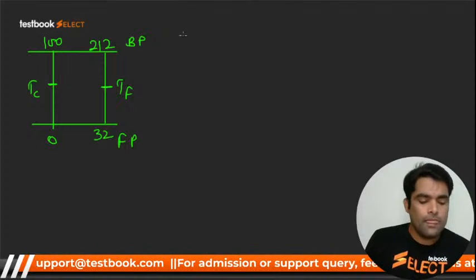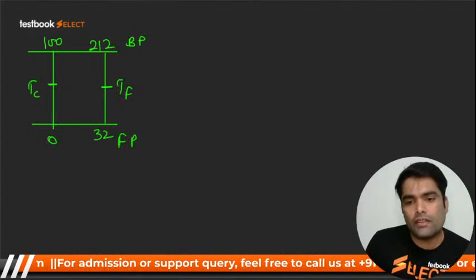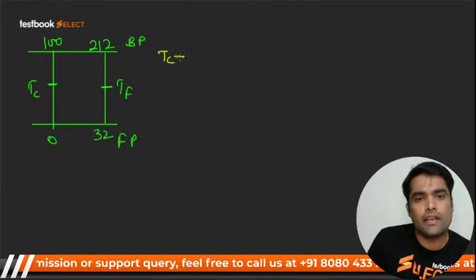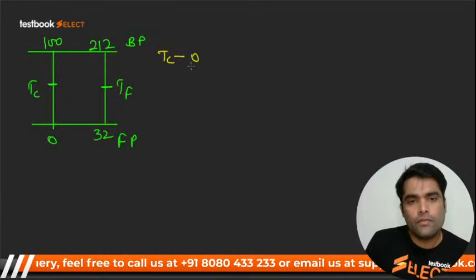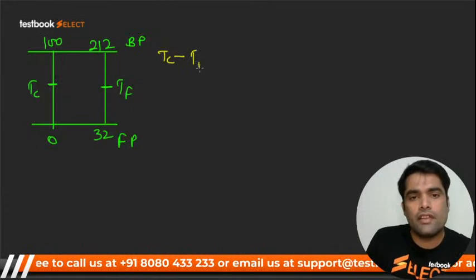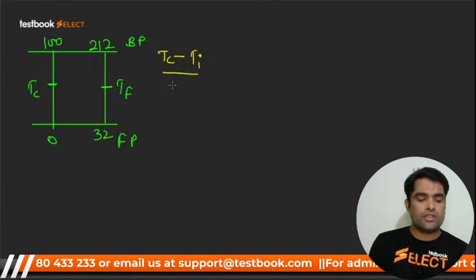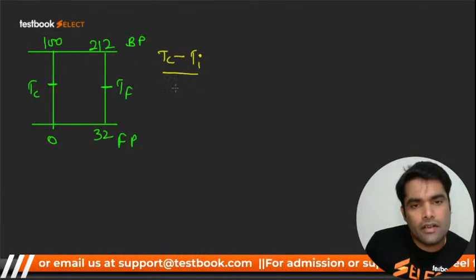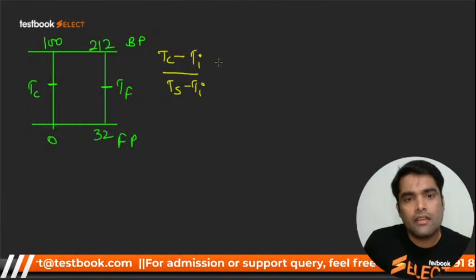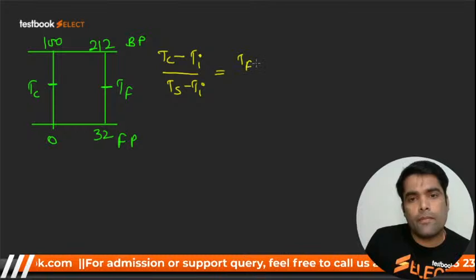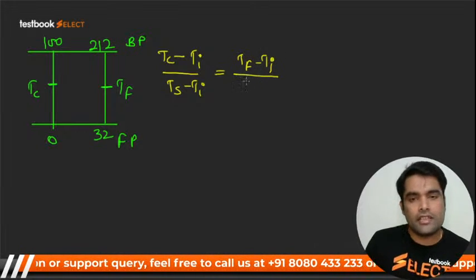And what is the formula? Can you tell me? It should be like this. That is Tc minus Ti, where I means 0, Ti I'll write in general, divided by Ts minus Ti, where Ts is the steaming point. Right? It is equal to Tf minus Ti divided by what, my dear? Ts minus Ti.